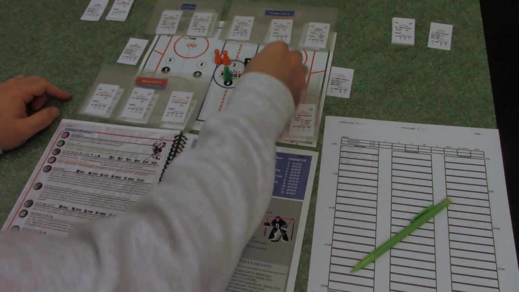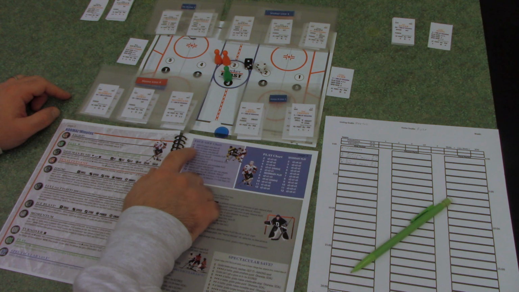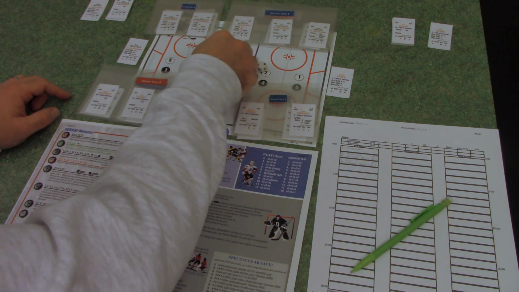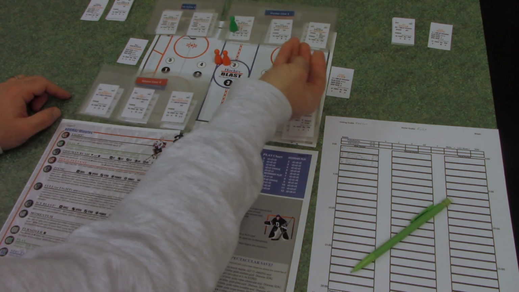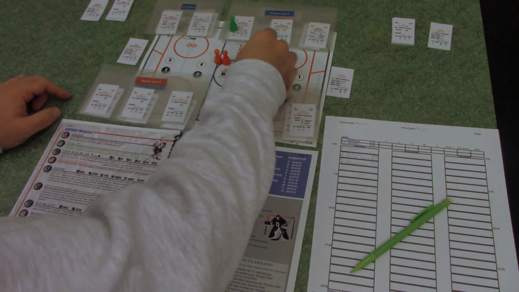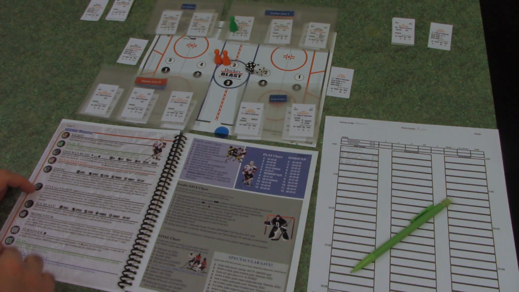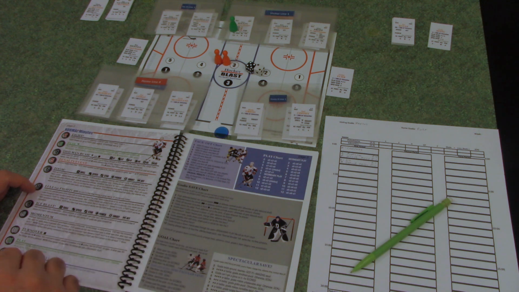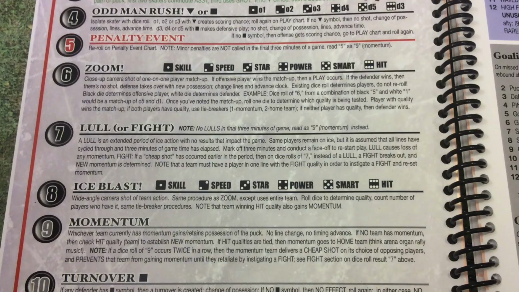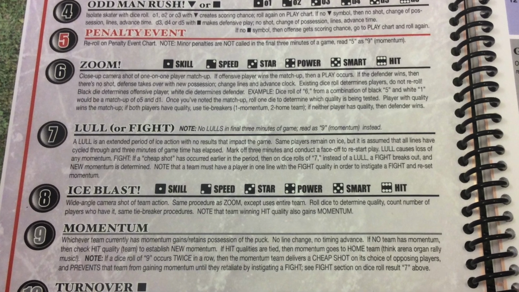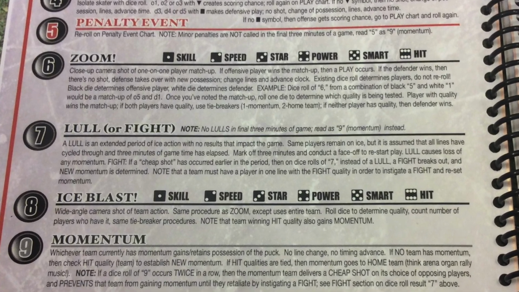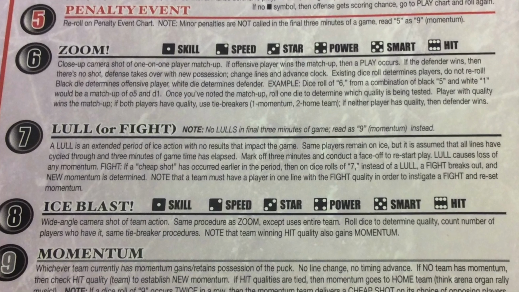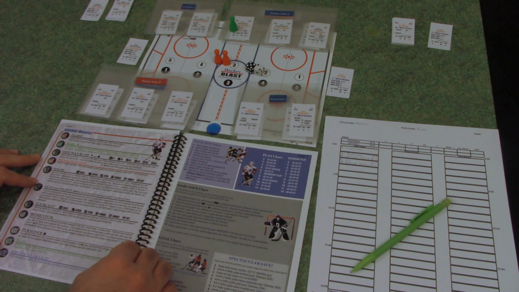We'll go to the face-off chart, and we get a total of 3. And it's the high face-off player, which will be pulling. So Philadelphia in control. And we get a 7, which is a lull or a fight. So normally we would just check off 3 minutes of lull time. However, because there's been a cheap shot delivered, Edmonton now has the opportunity to throw down the gloves and try to take back control of the game.